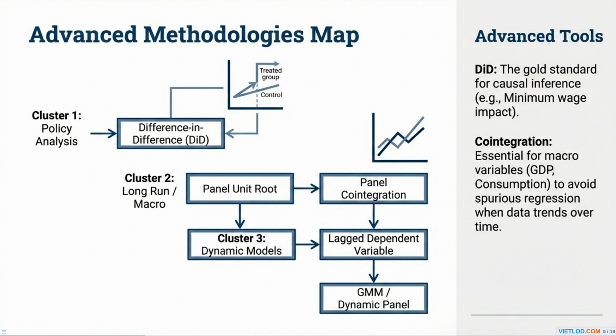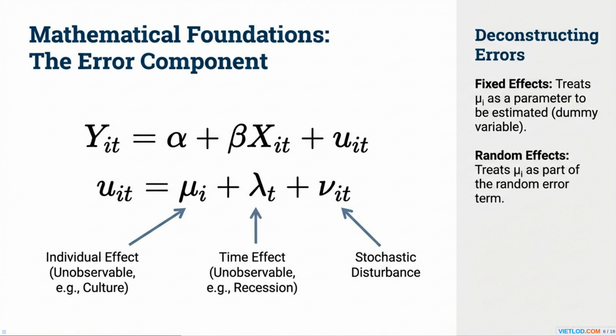Cluster 3 directly focuses on these dynamic models. These models are particularly important when the past behavior of a variable influences its current state. They frequently involve techniques like GMM, or Generalized Method of Moments, which is a robust estimation method for dynamic panel models, especially useful when dealing with endogeneity concerns. In essence, this map guides us from foundational policy evaluation techniques to sophisticated macroeconomic modeling approaches, ensuring that our analyses are both robust and theoretically sound.